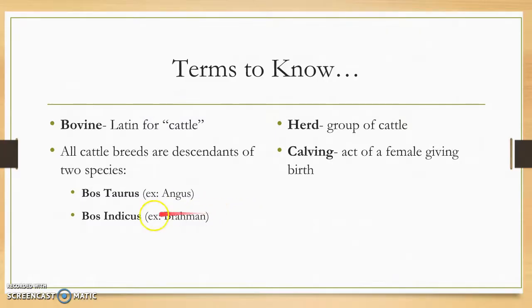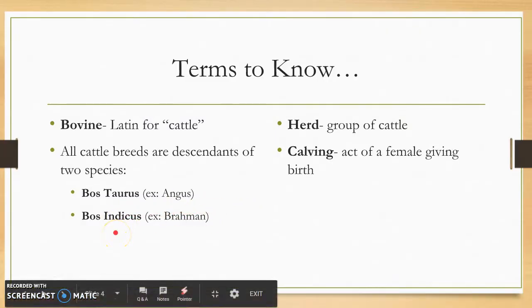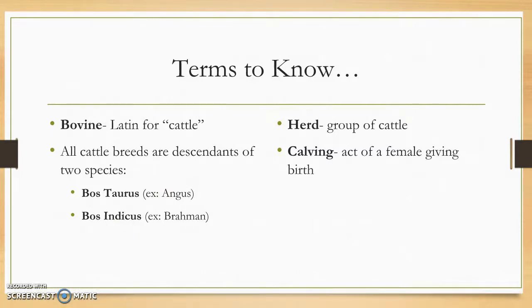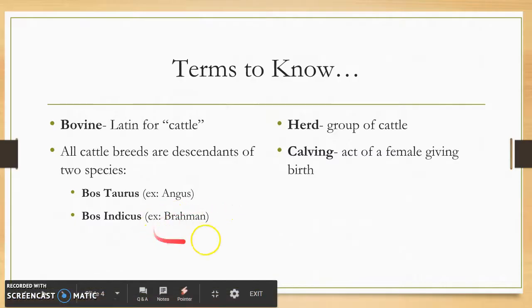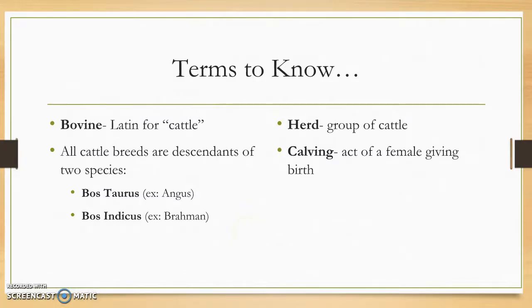And then Bos indicus is going to be your breeds that you find in very dry, arid, warm climates. The Brahman breed, which I'll show you a picture of, is the one that we primarily think of when we look at a Bos indicus breed. They're easy to identify because they have very long, droopy ears, and they have a long, saggy dewlap in the front. And I'll point those things out when I pull the picture up.